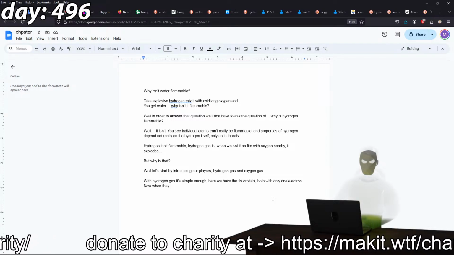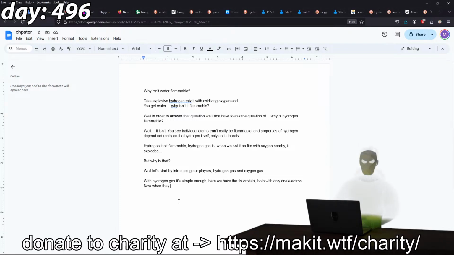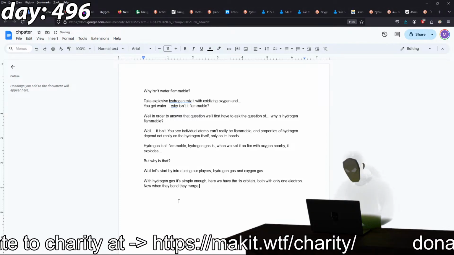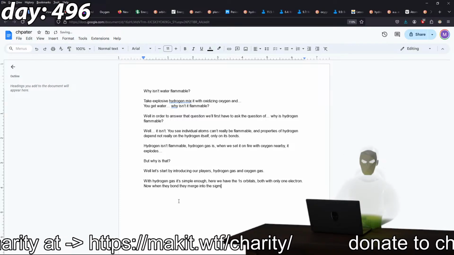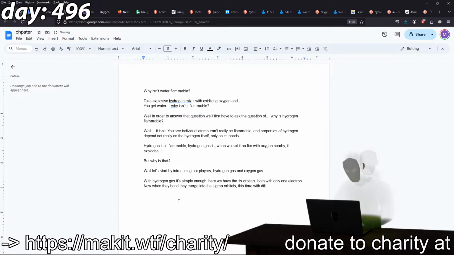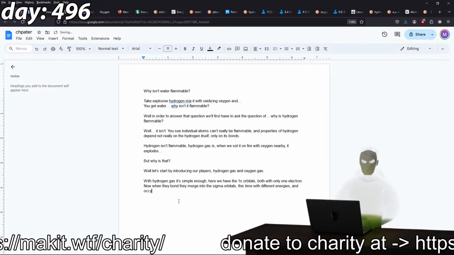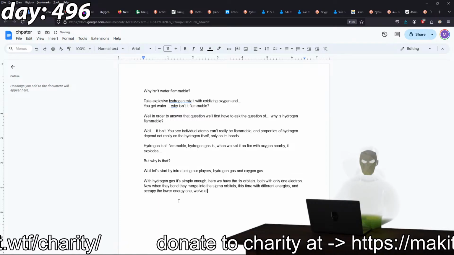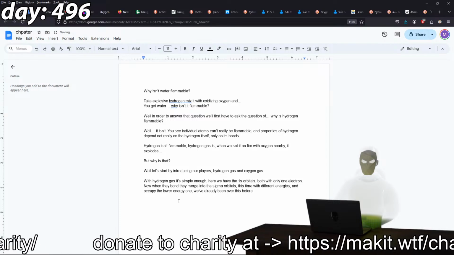Virgin gas is simple. Now we have the 1s orbitals, both of them with only one electron. Now, when they bond, they merge, not quite merge, but it doesn't matter. The point is, they merge into the sigma orbitals, this time with different energies, and the electrons occupy the lower energy one. We've already been over this before, in the video I've been over this some other time.